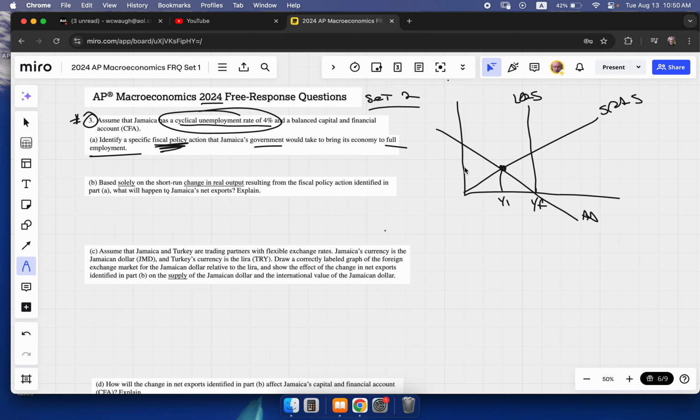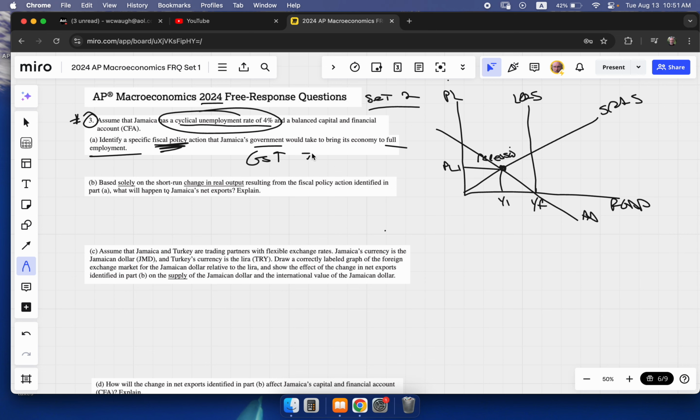Let's call it Y1. Let's call that PL1. This is price level on the vertical, real GDP on the horizontal. This is us drawing our aggregate demand and aggregate supply curve graph showing our recession. Easy enough. All right. Based solely on the short run change, what would be our fiscal policy action to get us out of a recession?